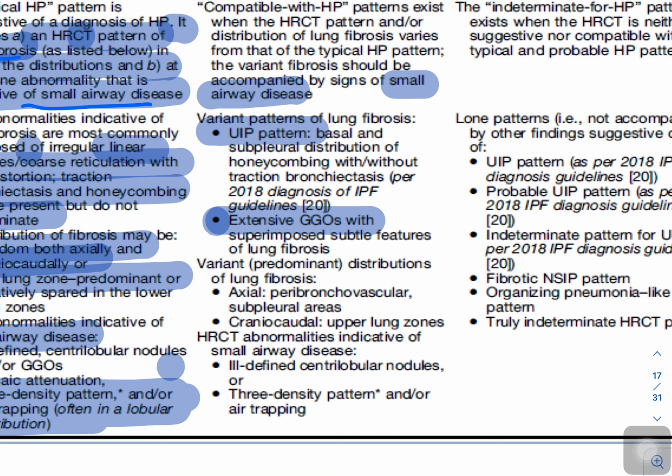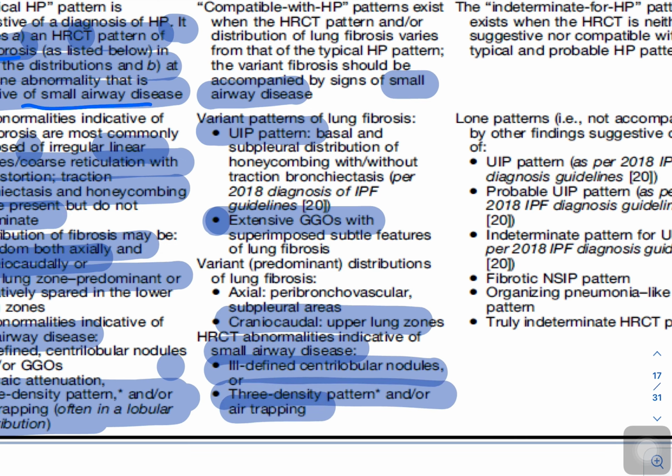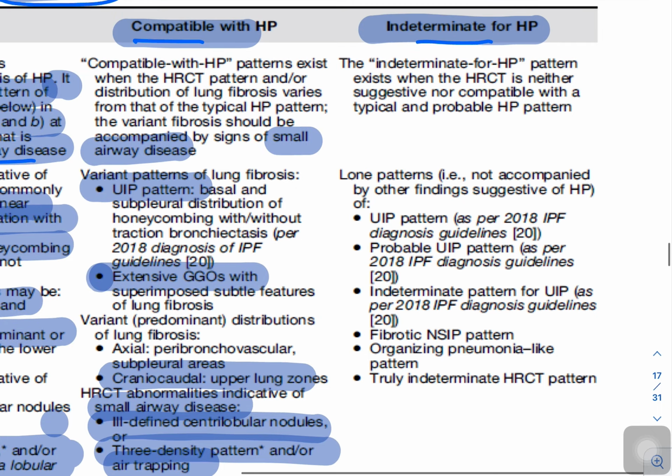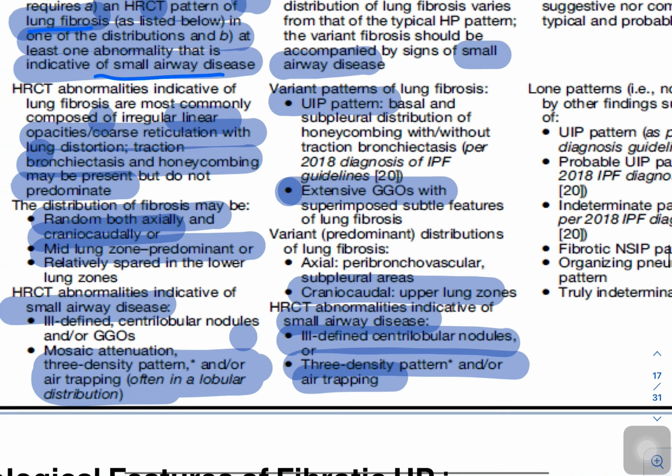So we are going to see predominant patterns like peribronchovascular, subpleural areas, craniocaudal upper zones. HRCT abnormalities indicative of small airway disease are ill-defined centrilobular nodules or three density pattern or head cheese sign. Other than that, other patterns, UIP pattern, probable UIP pattern, indeterminate pattern for UIP, fibrotic NSIP, or organizing pneumonia-like pattern, they are indeterminate for HP.